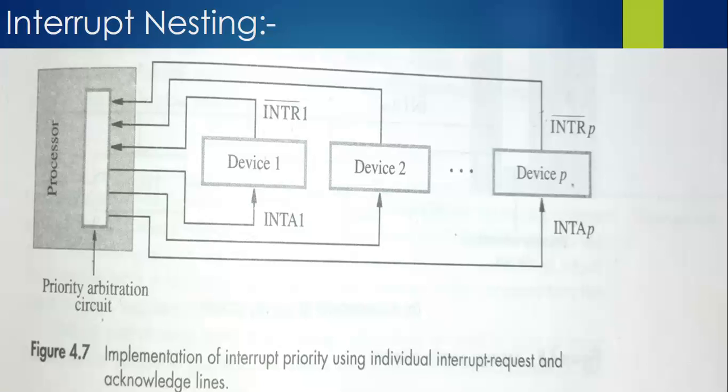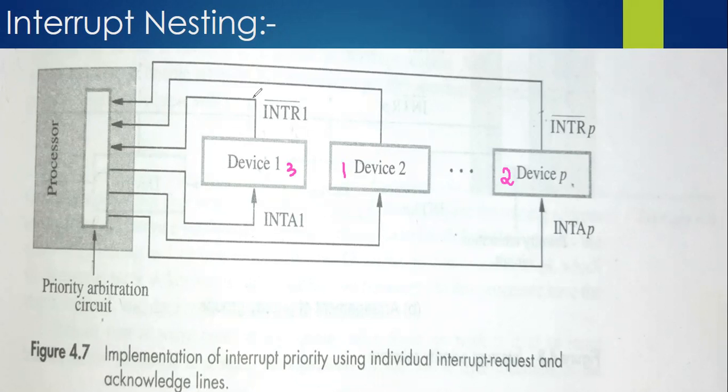Here we have a processor and a priority arbitration circuit. Those connected to the processor using these lines will individually have a priority level. What is this priority? Consider that device 1 has priority number 3, device 2 has priority number 1, and device P has priority number 2. So now we are discussing what interrupt nesting exactly is. Observe it carefully.